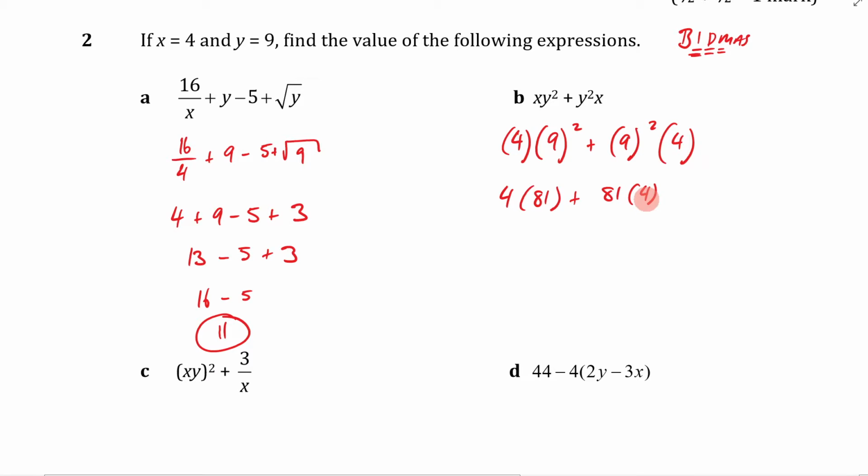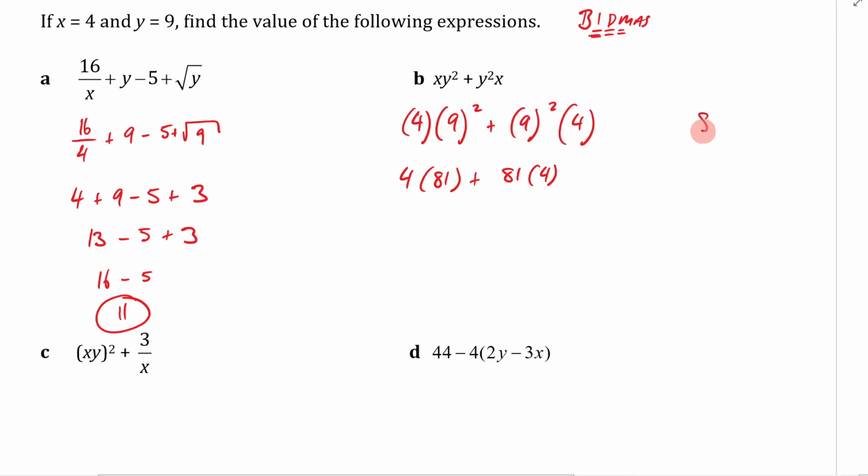Okay, what is 4 times 81? Well, remember, if you're in a test and you're kind of struggling with this, you can just do this. 8 4s are 32. So it's going to be 324 plus 324, which is 648. Bang.